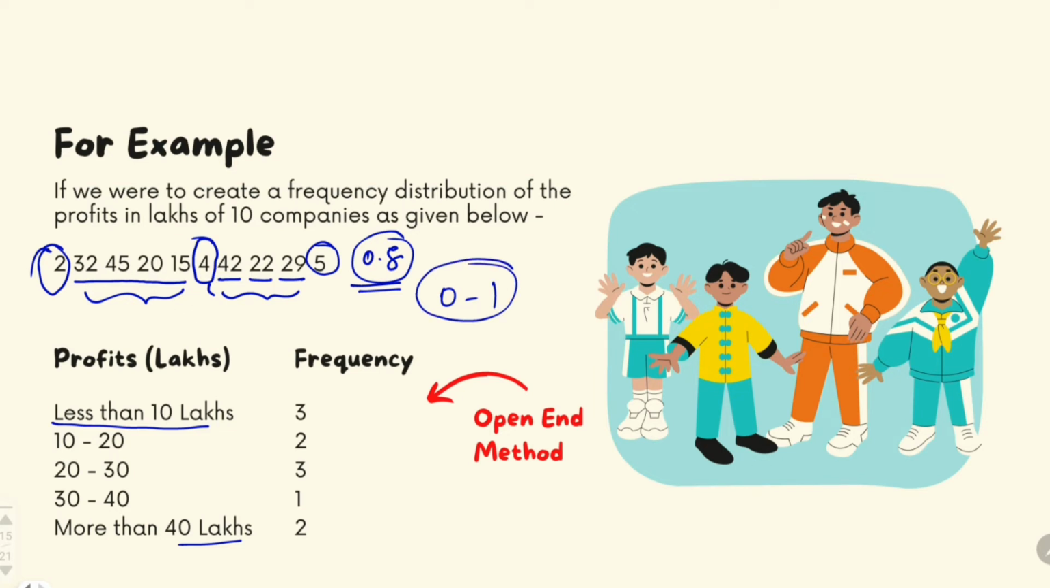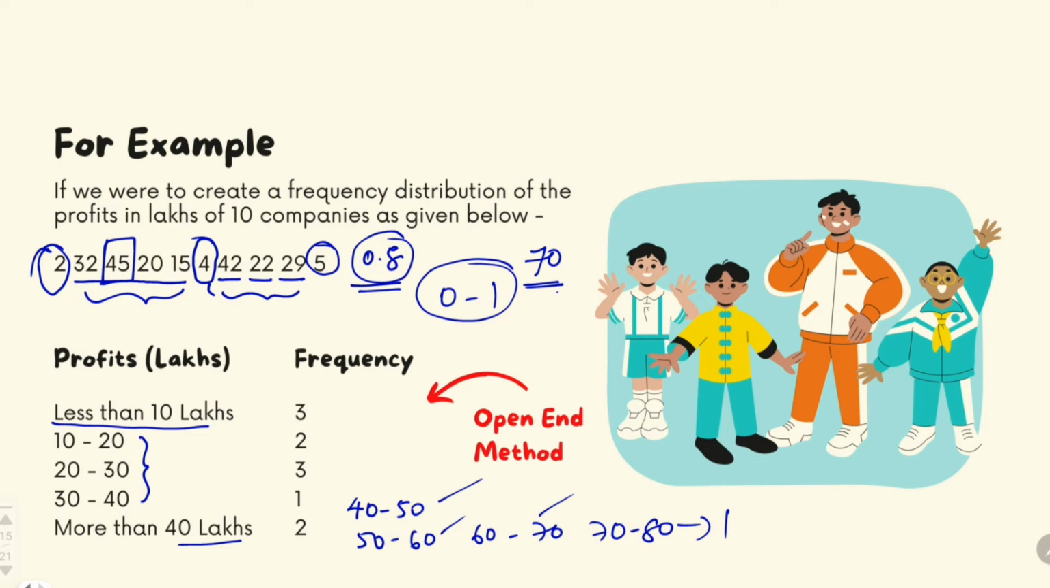Only 0.8 is there, so it doesn't make any sense to add a class like this, right? Or maybe there is a value which has 70 lakhs profit. The maximum value we actually have right now is 45. So if there is a 70, and we have taken our class intervals as tens, 10 to 20, 20 to 30, then what will happen? If I have to include a value like 70, I'll have to create 40 to 50, 50 to 60, 60 to 70, and 70 to 80. All of these will have zeros, and only this one class will have one frequency in it.